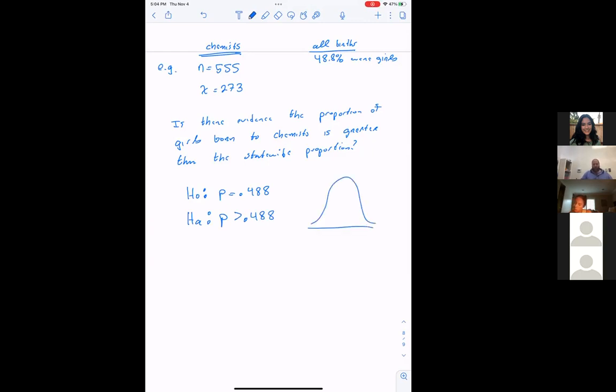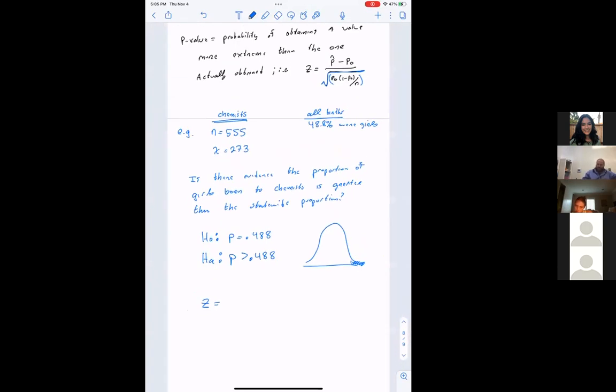So on my sketch, where on this curve would be the values that would make me want to reject the null hypothesis? Which portion of this curve would I say, yeah, the null hypothesis is not likely to be correct, I'll go with the alternative? It's the right side. It's big values, because we want to show greater than is correct. So let's calculate our Z. Our test statistic Z is equal to P hat minus P0 over the standard error. What is P hat in our example? As a fraction, 273 divided by 555, minus the mean under the assumption of the null hypothesis, P0. What is that equal to in our example?